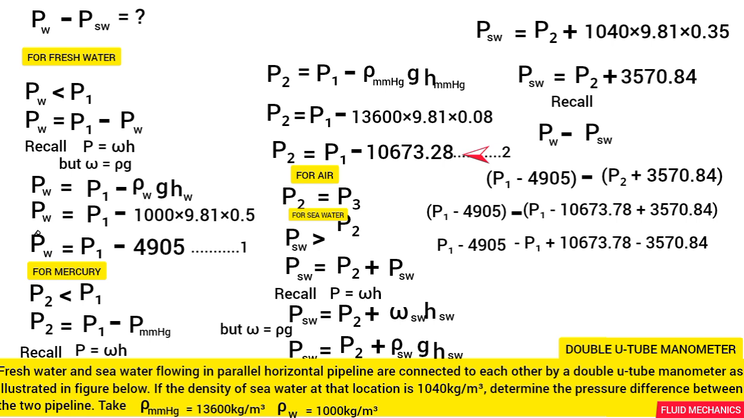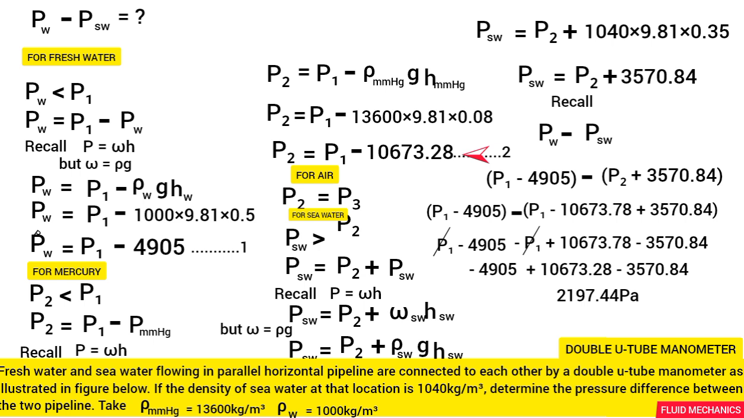So if you do the needful, the positive P1 will cancel out the negative P1, and we're left with minus 4905 plus 10673.28 minus 3570.84. That will give us 2197.44 Pascal. This is our pressure difference.